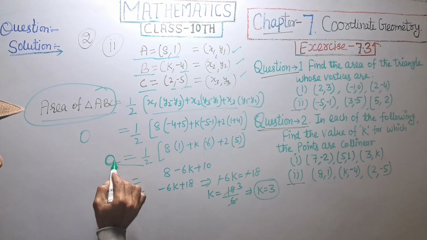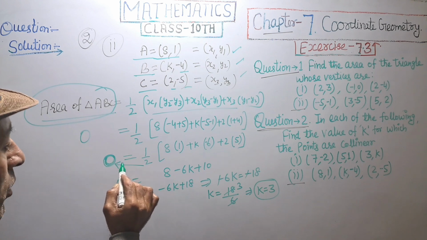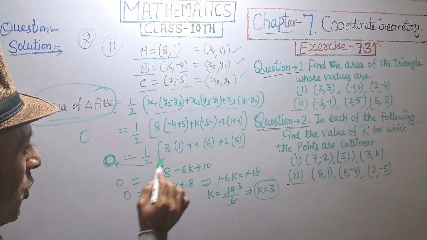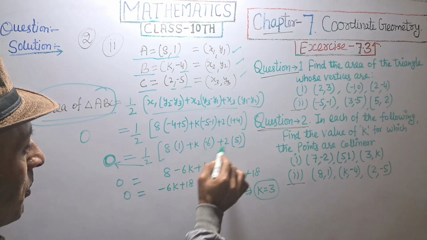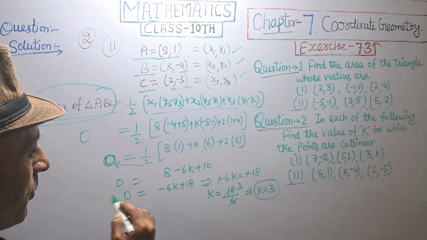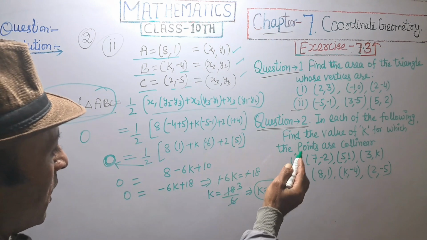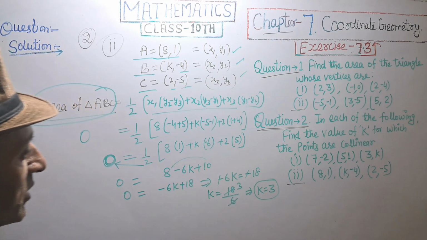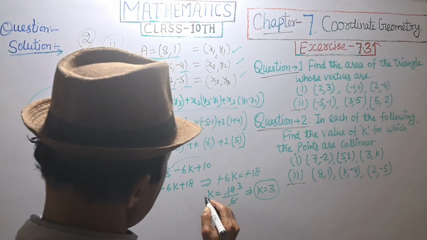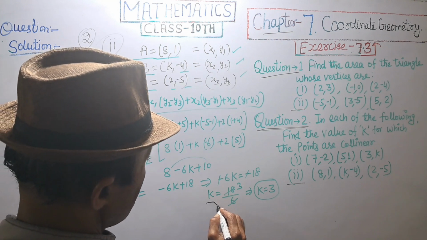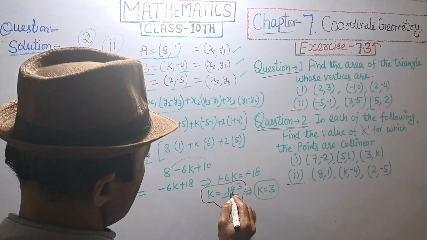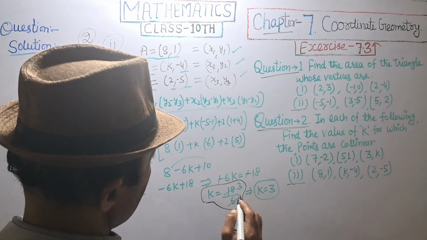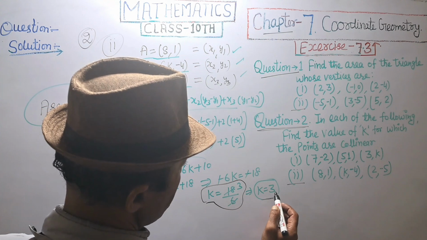Points are collinear, means area of triangle equal to 0. 2 multiplied by 0, that is 0. 8 1s are 8 minus 6k plus 5 2s are 10 equal to 0. Minus 6k is equal to minus 18. 10 plus 8 is 18, but k is equal to 18 upon 6, and 6 3s are 18. K is equal to 3.